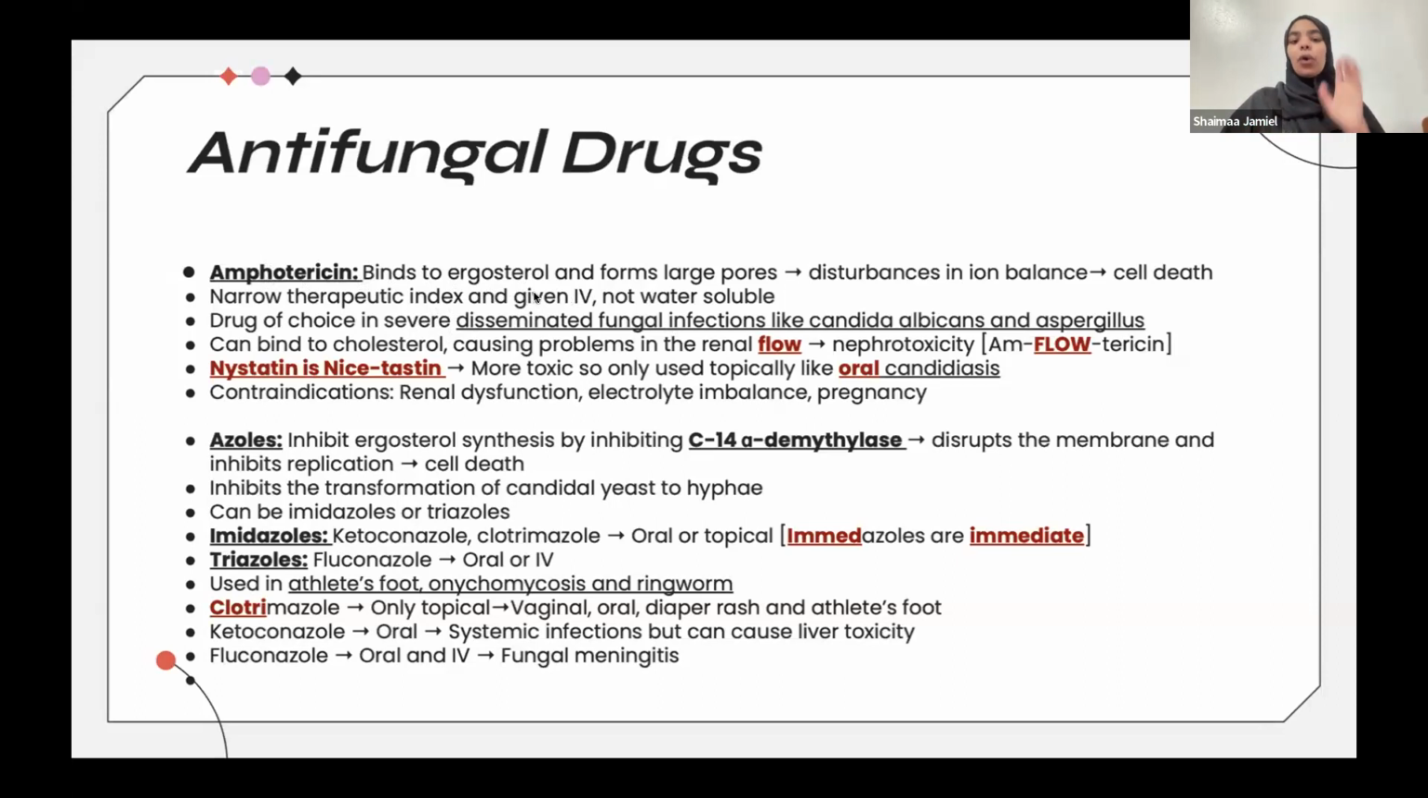And amphotericin is always given IV, okay? And it's not water soluble, and therefore you have to give it in formulations with lipids and so on, okay? So this is used in cases of severe disseminated fungal infections. It's toxic, right? And it has a narrow therapeutic index. So you don't use it in the beginning with small infections like just a nail infection or onychomycosis. It's only going to be used when you have a severe systemic infection, okay? Like candida and aspergillosis, okay?